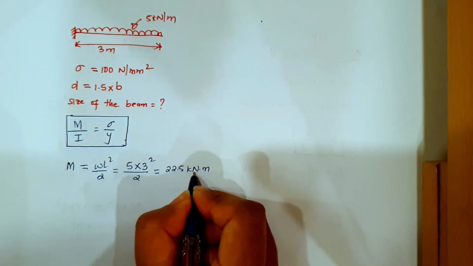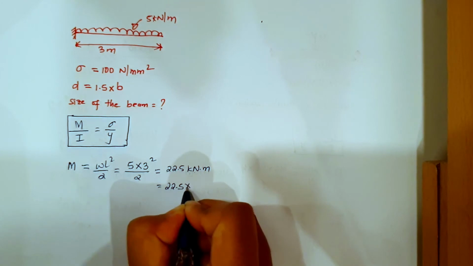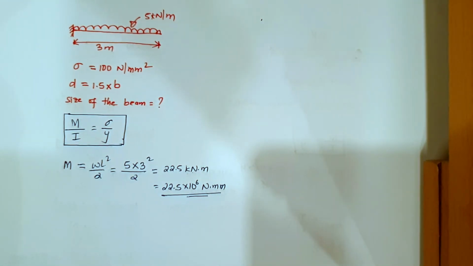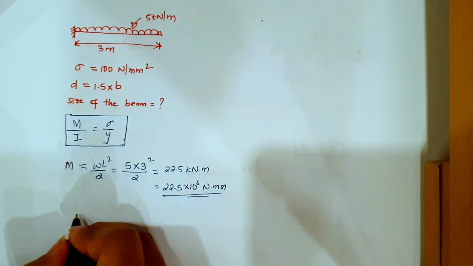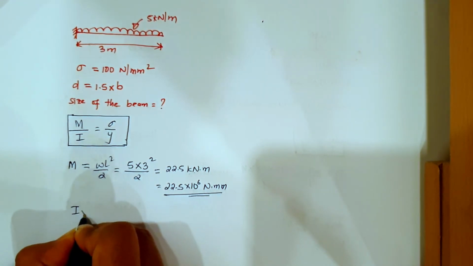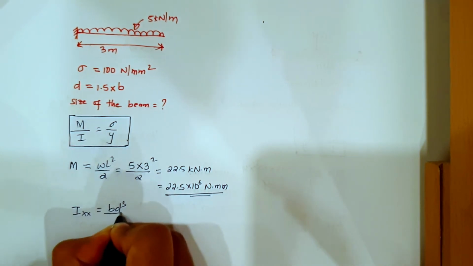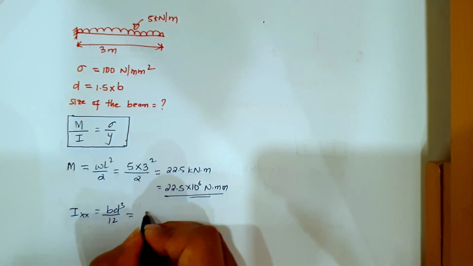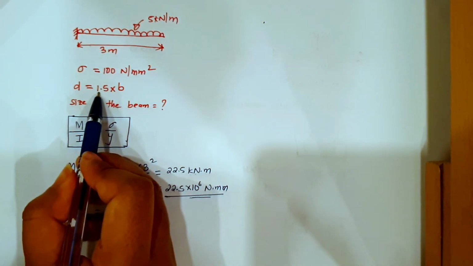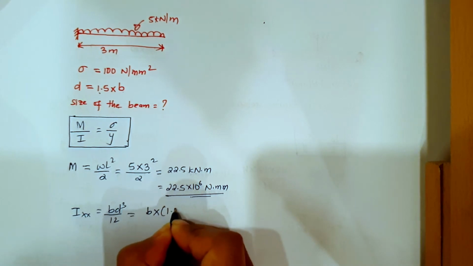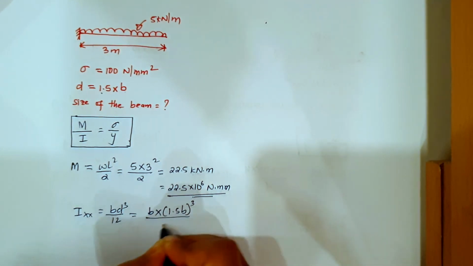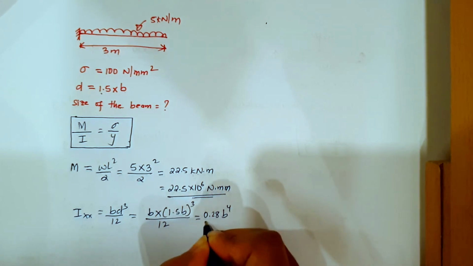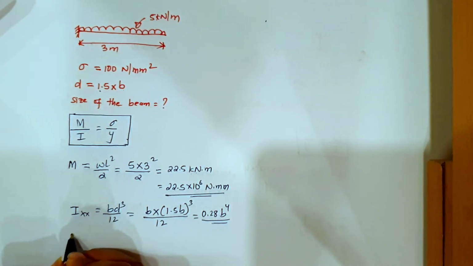Now if you want to convert this to Newton.mm, it will be equal to 22.5 into 10 raised to power 6 Newton.mm. Okay, now since this is a rectangular section, how will we find the moment of inertia? Ixx will be equal to bd cubed by 12, right? So how much is b? We do not know b, right? So let b be b only. And how much is d? d is equal to 1.5 times b. So (1.5 times b) cubed divided by 12. So from here you get 0.28 b raised to power 4. This is what you will get.